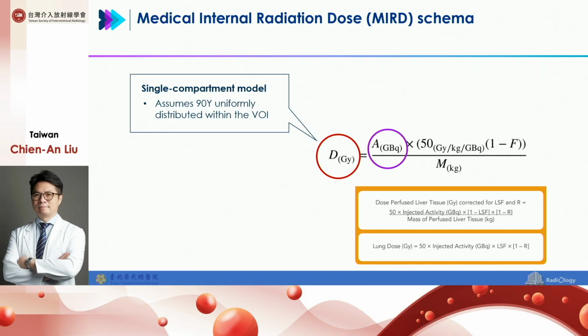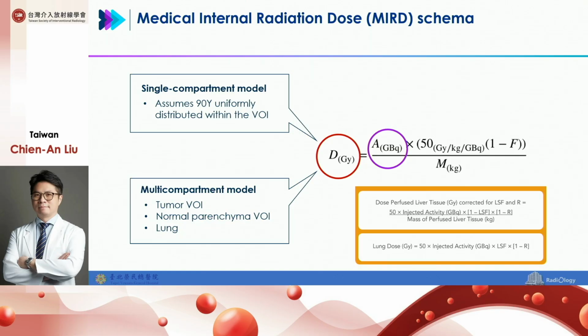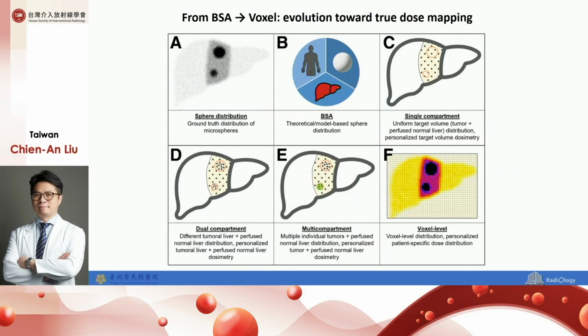Single compartment models assume a uniform distribution of the Y90 particles in the perfused volume. But we all know that is not true. The multi-compartment models more closely reflect the real sphere distribution, especially the heterogeneity of the distribution. So it's kind of an evolution toward dose mapping from the BSMN model.